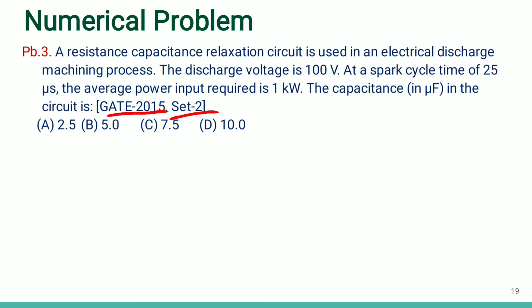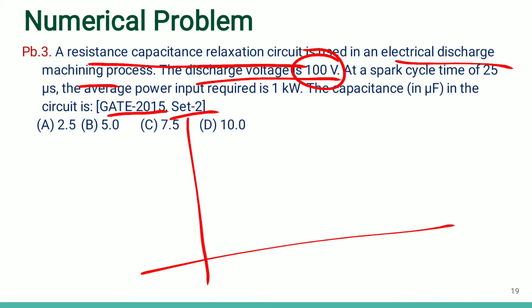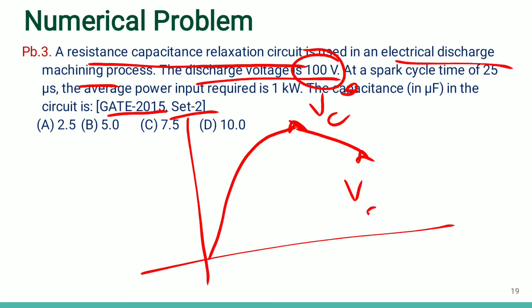The resistance capacitance relaxation circuit, meaning the RC type circuit, is used in the EDM process. The discharge voltage is 100 volt. Now here it's not the charging voltage, it is the discharging voltage. As in the figure that we have considered, this is basically the VC star, and once the discharging starts, it will reach a minimum value, not 0 but some minimum value. So this is VD star.